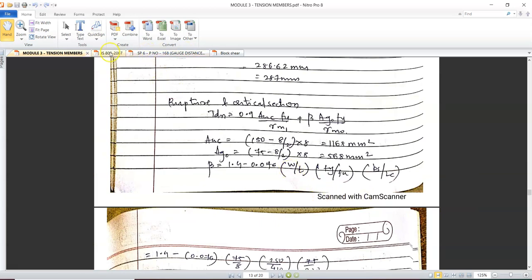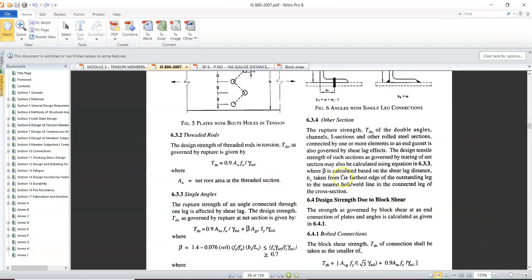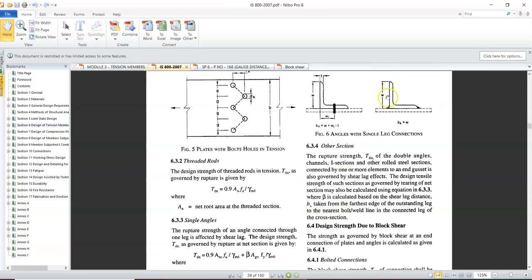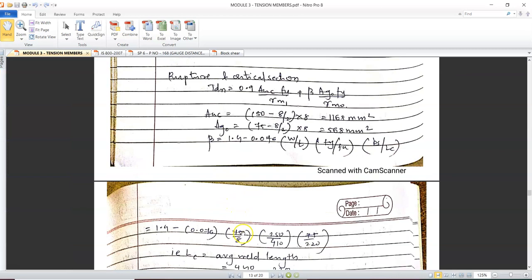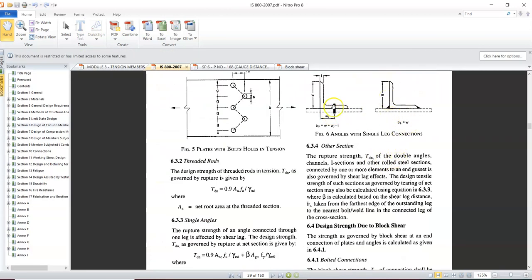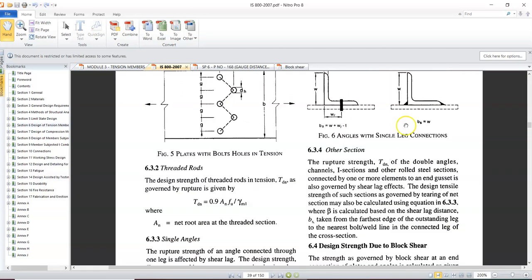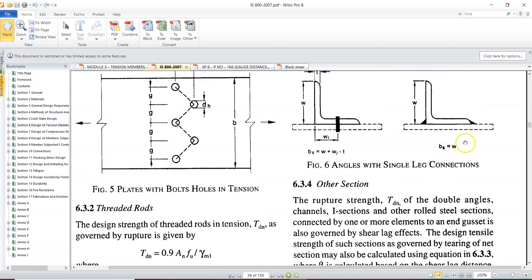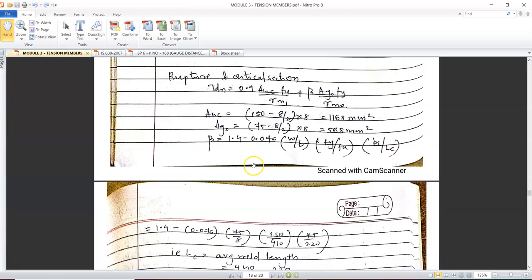Now W, you have to refer to this figure here. W is again the outstanding leg, which is 75 mm, substituted, divided by T, the thickness. Fy by Fu is 250 by 410. Then Bs by Lc. Now Bs, for bolted, it is different; for welded, Bs is nothing but W, that is 75 mm.